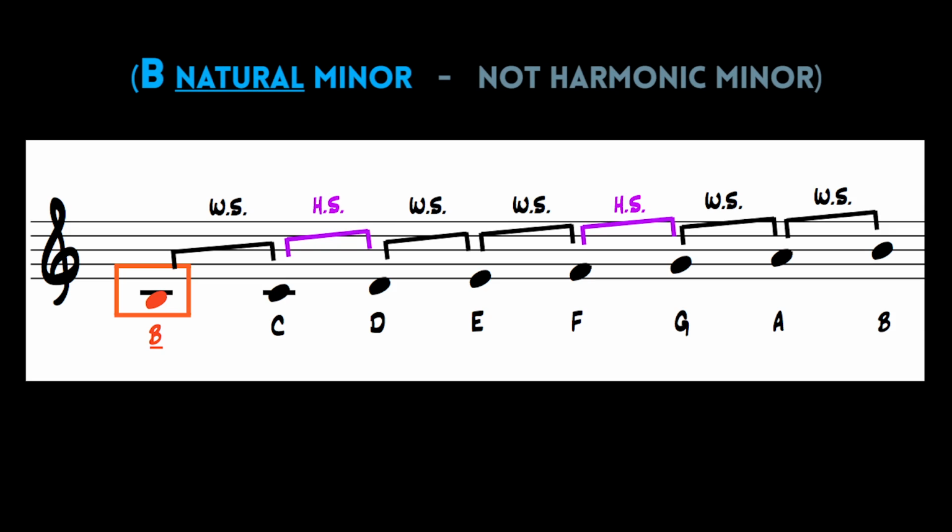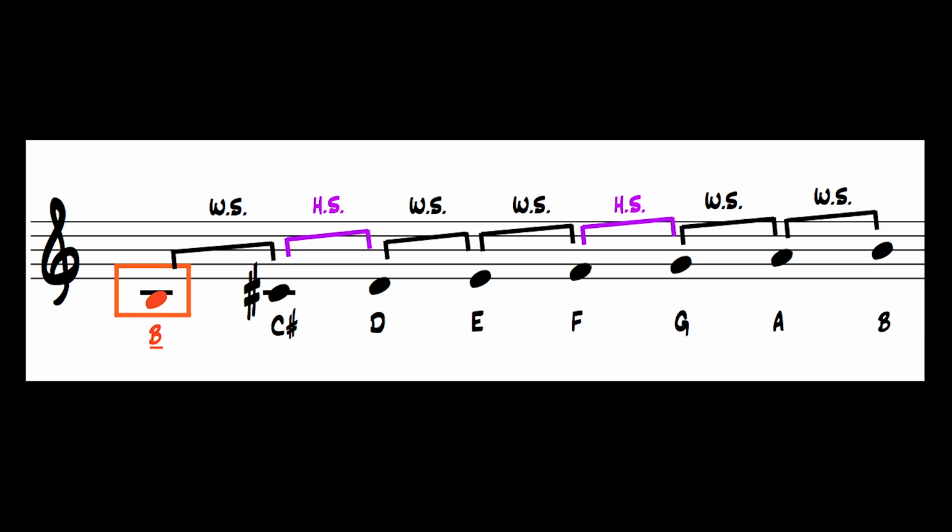So if you count up from B a whole step, it would bring us to C sharp. Up a half step from C sharp brings you to D. Up a whole step from D brings you to E. Up a whole step from E brings you to F sharp. Up a half step from F sharp brings you to G. Up a whole step from G brings you to A. And up a whole step from A brings you back to B.